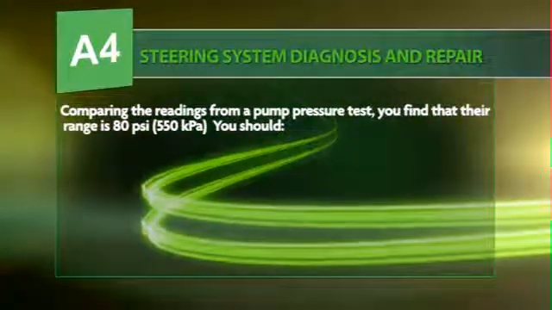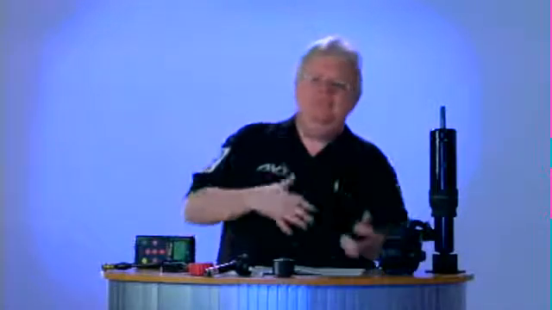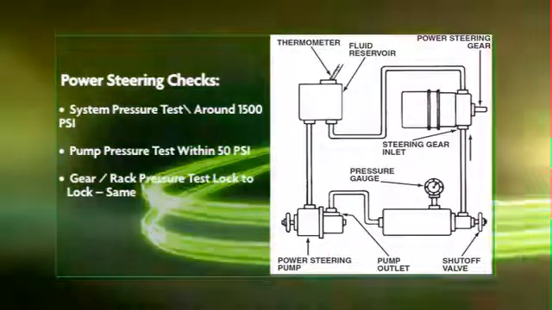Comparing the readings from a pump pressure test. A pump test says, how much can the pump put out if I close this? So I'm going to open and close it several times, see how much the pump can put out. And if it puts out, let's say, within 50 PSI of what system pressure was, that's a good thing. But if it's more than 50 PSI, less than 50, and so forth, then you want to look at this chart.